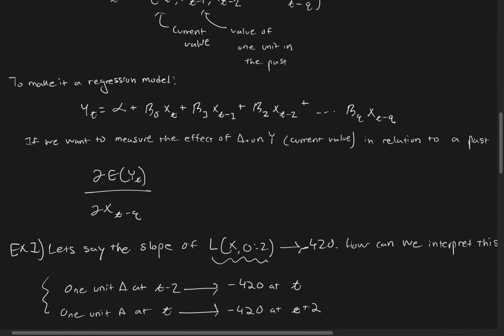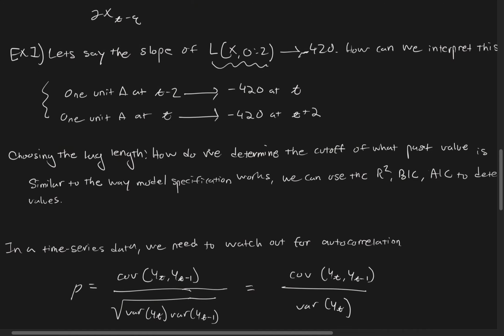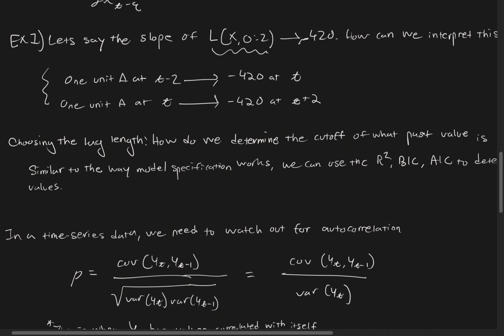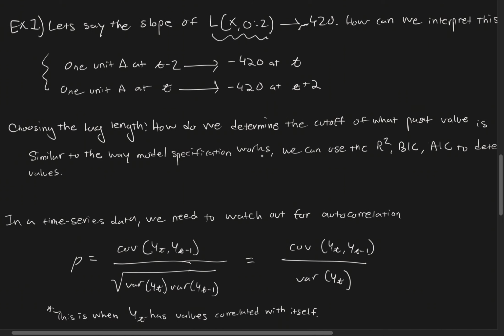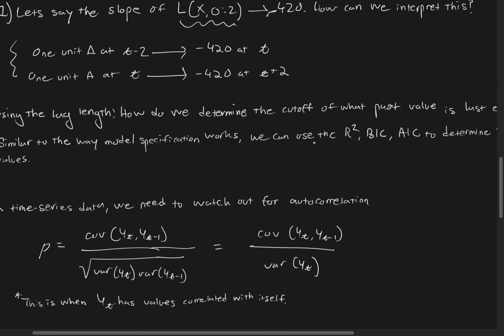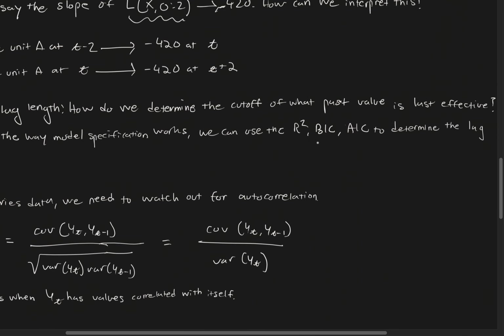And so a question we might ask ourselves is, how do we know we need to cut it off there? Like, how do we know if 3 units into the past is appropriate, or 4 units, or even 1 unit? And so the way we determine that is, similar to the model specification method, we can use the R squared, the adjusted R squared, ideally, and then the AIC and BIC.